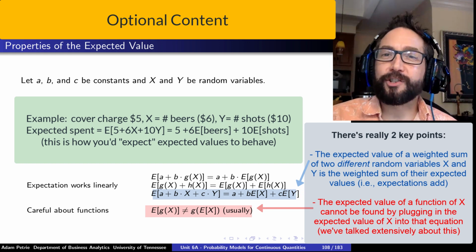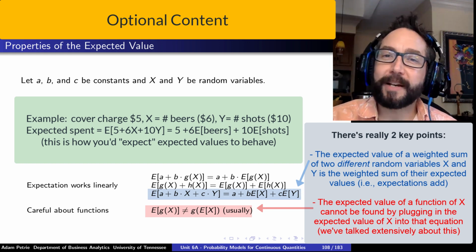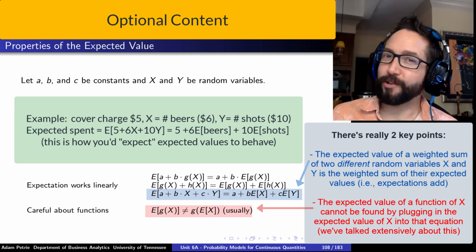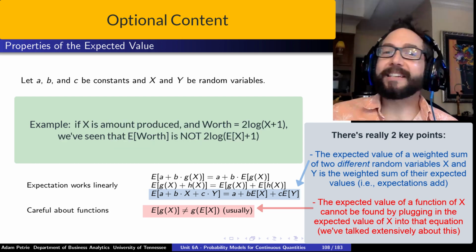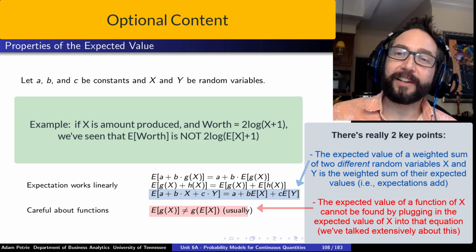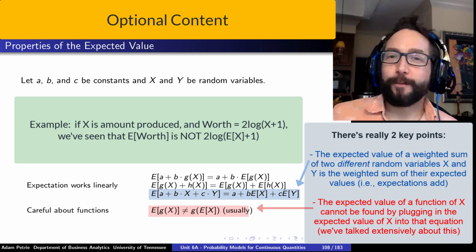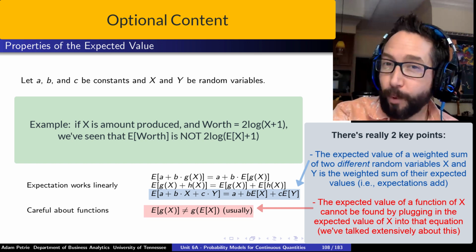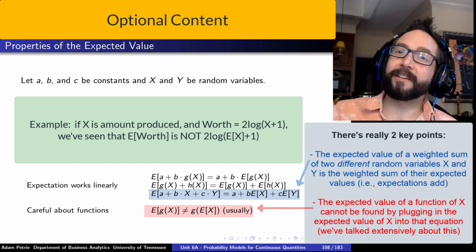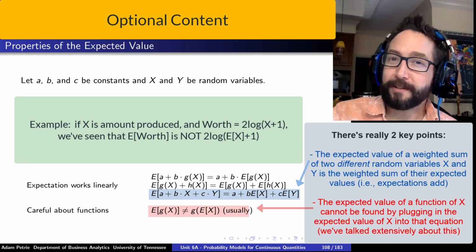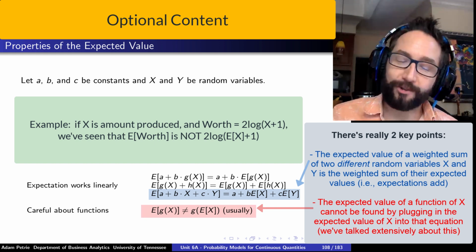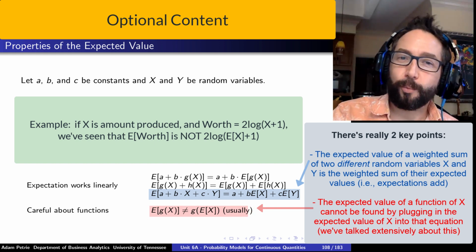But just remember that in general, when we ask the question, hey, what's the expected value of some general function of x, g of x, that in general is not obtained by plugging the expected value of x into your equation for that function. The expected value of the worth of that steel produced wasn't the expected value of the amount that was produced put into our equation that related the amount to the worth.